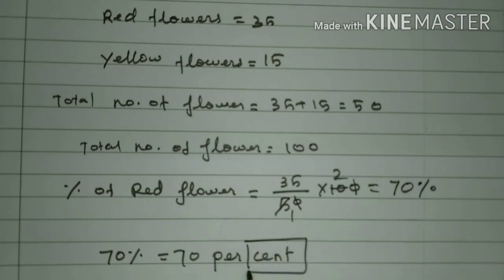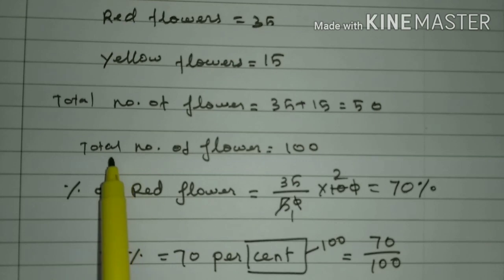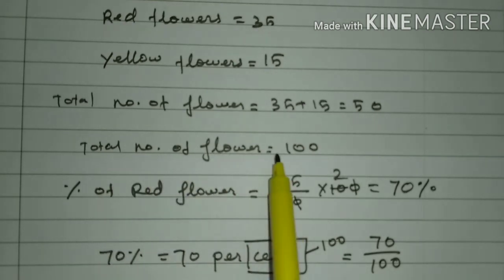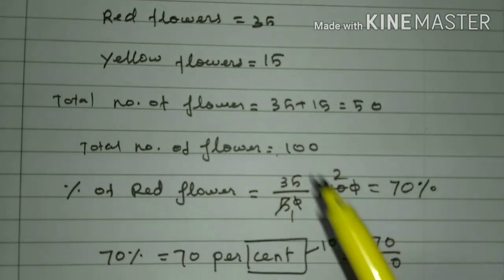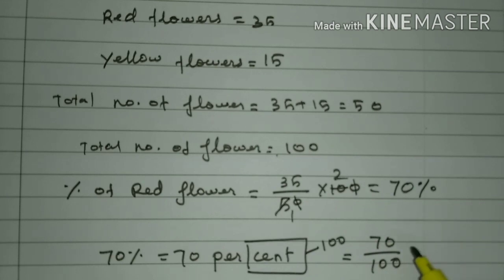Here cent means 100. So we can write this as 70 upon 100. Now you can understand why we are writing 70 upon 100, because we are assuming the total number of flowers is 100. So in every 100 flowers there will be 70 red flowers. So that is why we are writing this as 70%.